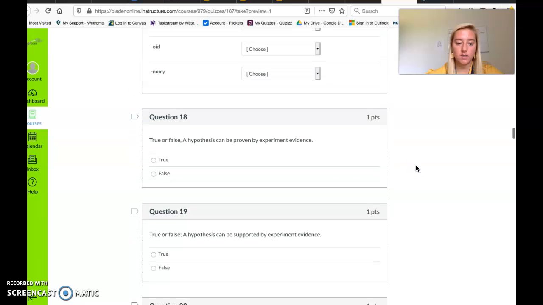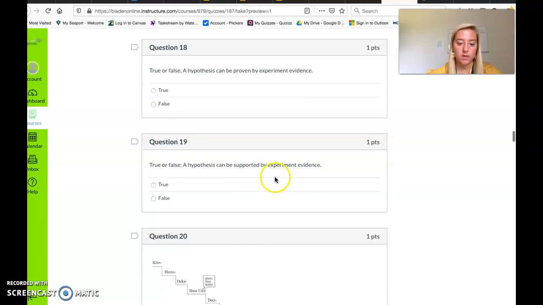Question number 18, true or false, a hypothesis can be proven by experiment evidence. True or false? True or false, a hypothesis can be supported by experiment evidence or the results of an experiment. True or false?